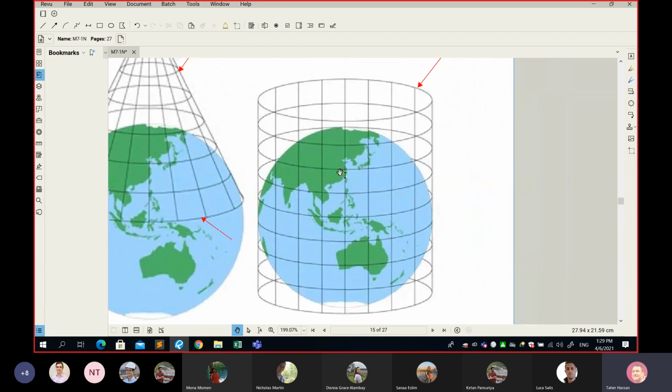How about this one here? This is a cylinder where I take one flat sheet, wrap it into a cylinder, and make my cylinder touch my ellipsoid at the equator. Along the equator, do we have distortion? Remember, the equator is common between the cylinder and the ellipsoid. Do we have distortion along the equator?